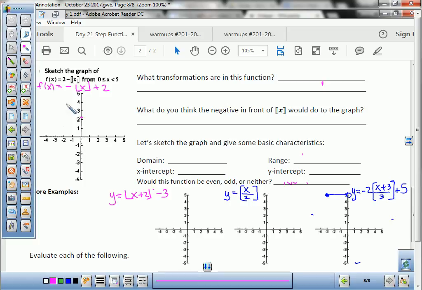All right. Our next one is 2 minus the greatest integer x, which I could rearrange this order and say negative rounding down of x plus 2. See, these two things mean the same thing. I could have written the problem this way. So, what transformation is the 2 at the end going to do? It's going to shift it up 2.